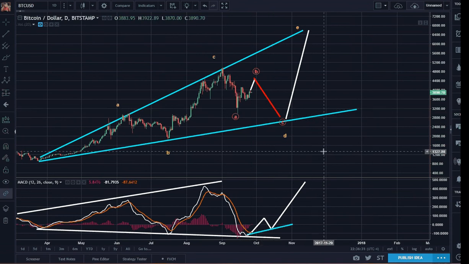All right, so that's the evening update. Let's see how the price action takes shape overnight.